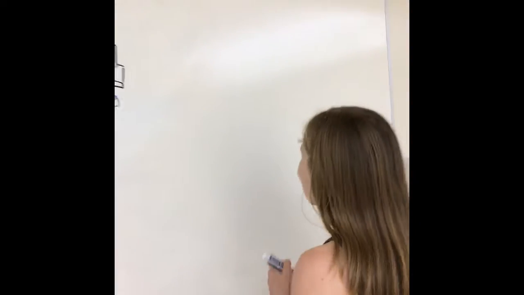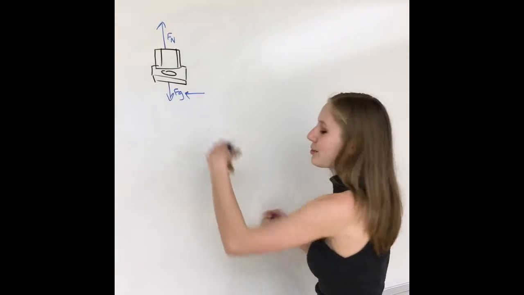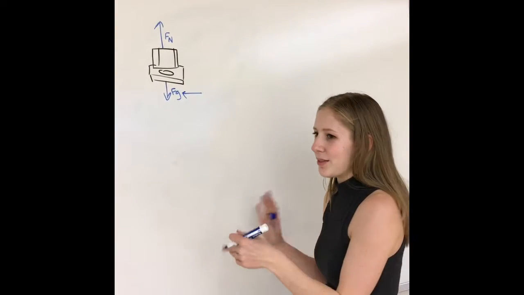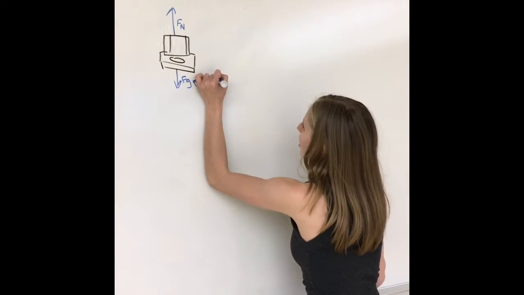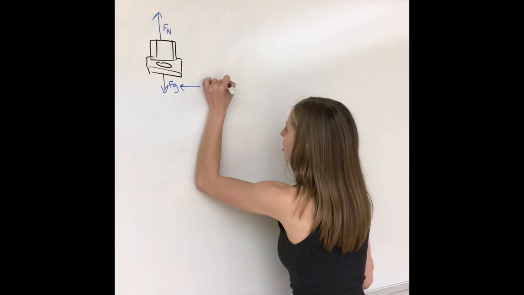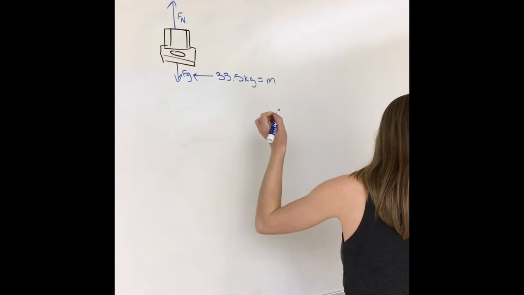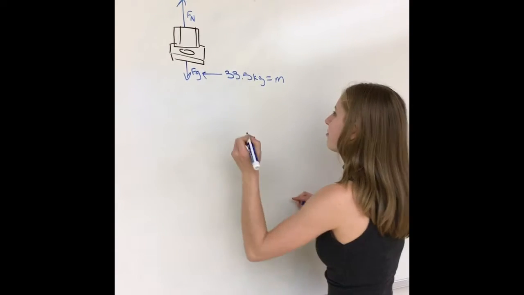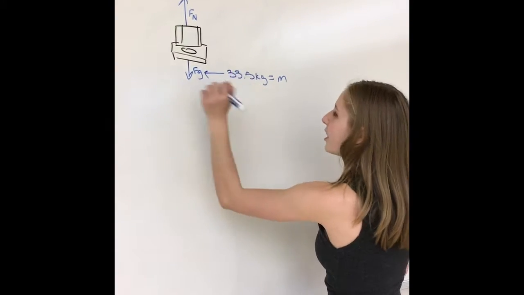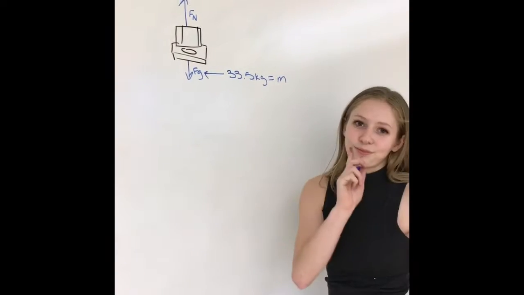Okay. So, we know the force of gravity because it was the original weight when we put it in the elevator before the elevator started moving. And that was 33.5, which is weight. And then we need to find the mass.